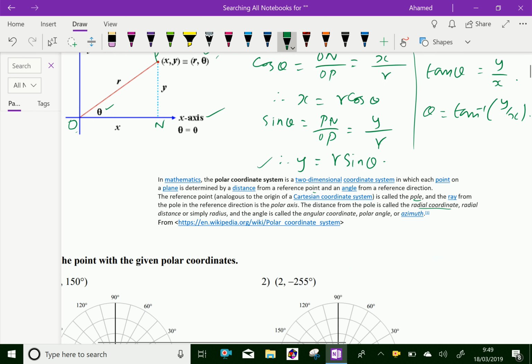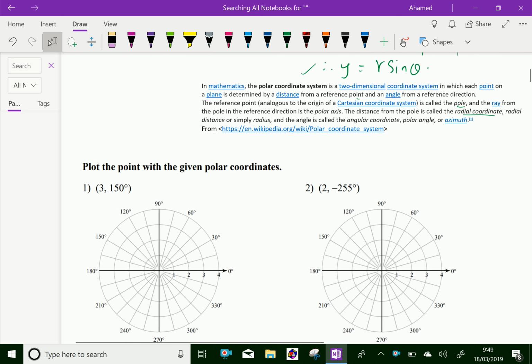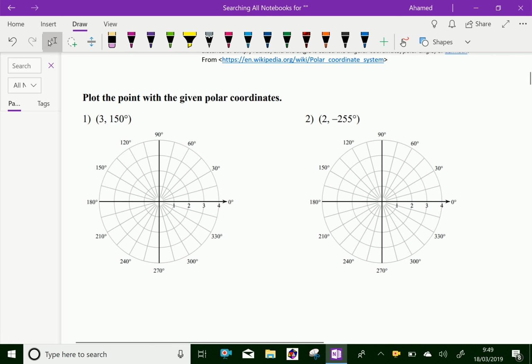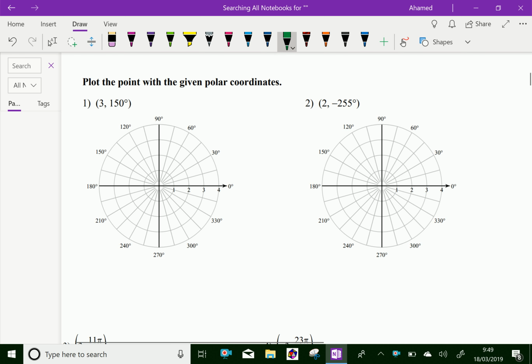Now let us plot some polar points in the polar coordinate system. Here look, this point 3 comma 150 degrees. Here the polar graph is given in terms of angle in radians, angle in degrees, and x-axis distances. Now here r is 3 and angle is 150. This axis is at 3 distance. From that you have to go 150 degrees. This is our point with coordinate 3 comma 150 degrees.